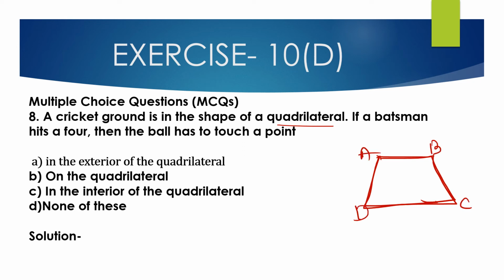The cricket ground is in the shape of a quadrilateral ABCD. If a batsman hits a 4, then it will be on the line, not outside the line, and not in the interior of the quadrilateral. So it will be on the quadrilateral. Option B.